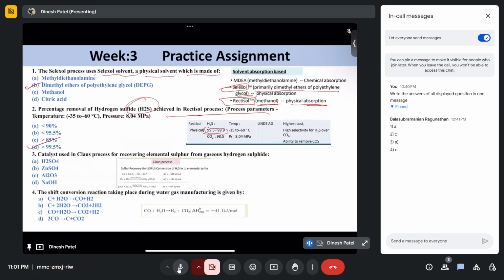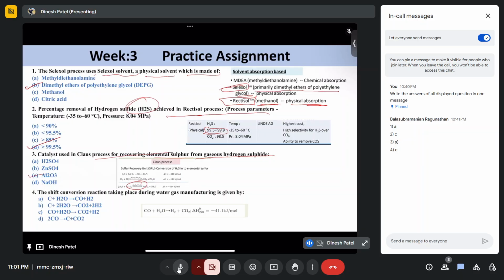Claus process. The catalyst used in the Claus process for the recovery of elemental sulfur. Here you can see the catalyst used is aluminium oxide. So the correct answer is C, Al2O3.